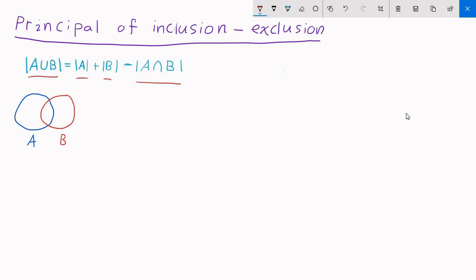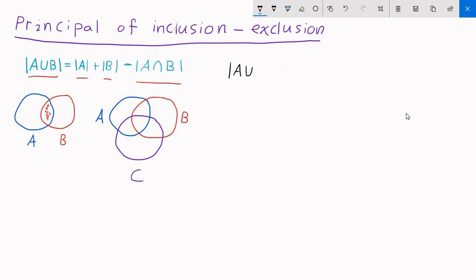If you were to count everything in A and everything in B, you would be double counting everything that lies in their intersection. And so that's why we have to subtract off that cardinality. Now, this holds for a union of two sets, but the question may arise, what if we have more than two sets? Is there some sort of more general version of this?